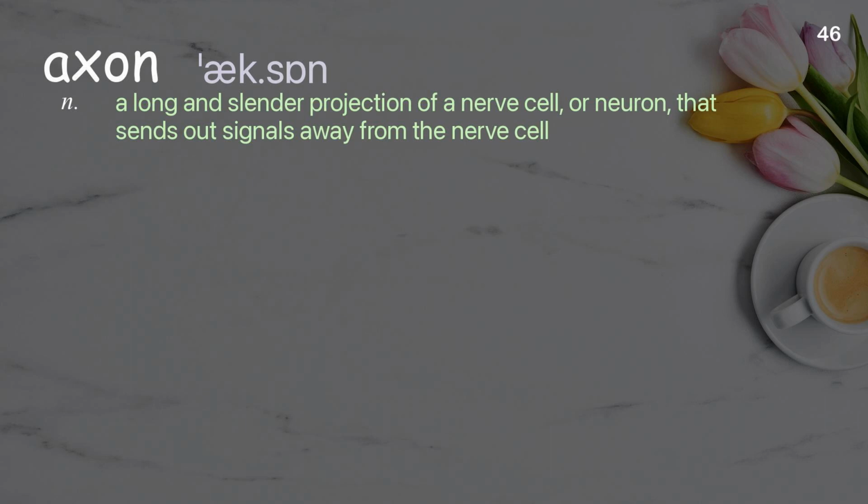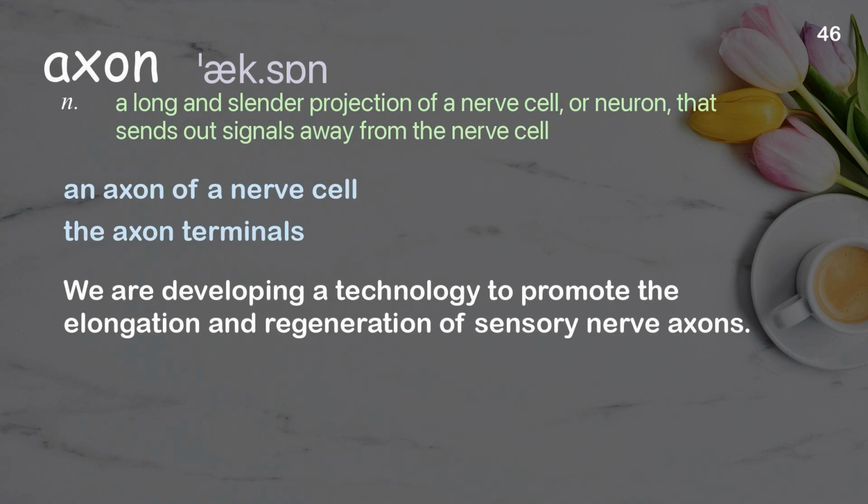Axon: a long and slender projection of a nerve cell, or neuron, that sends out signals away from the nerve cell. Examples: an axon of a nerve cell, the axon terminals. We are developing a technology to promote the elongation and regeneration of sensory nerve axons.